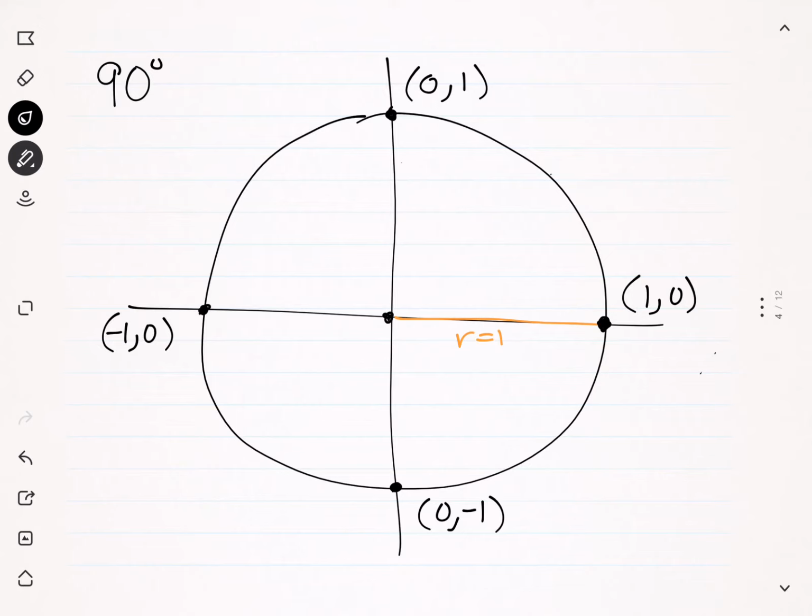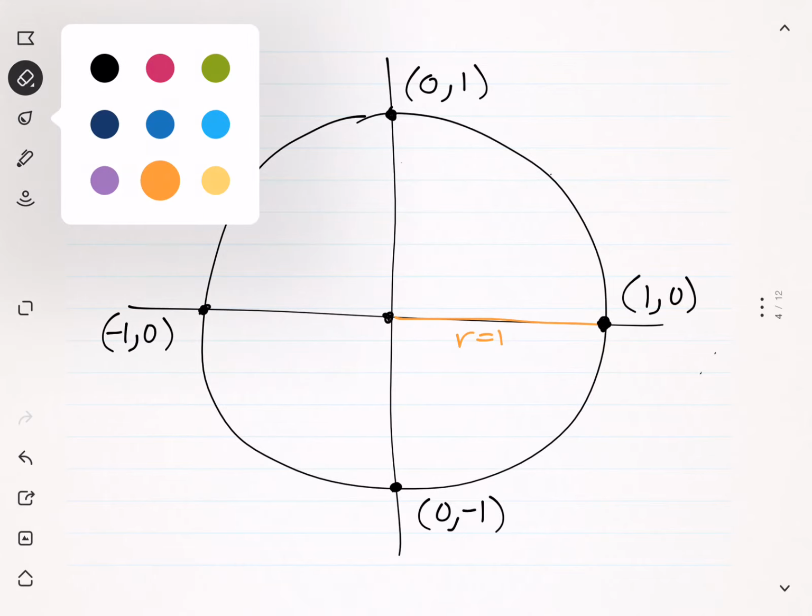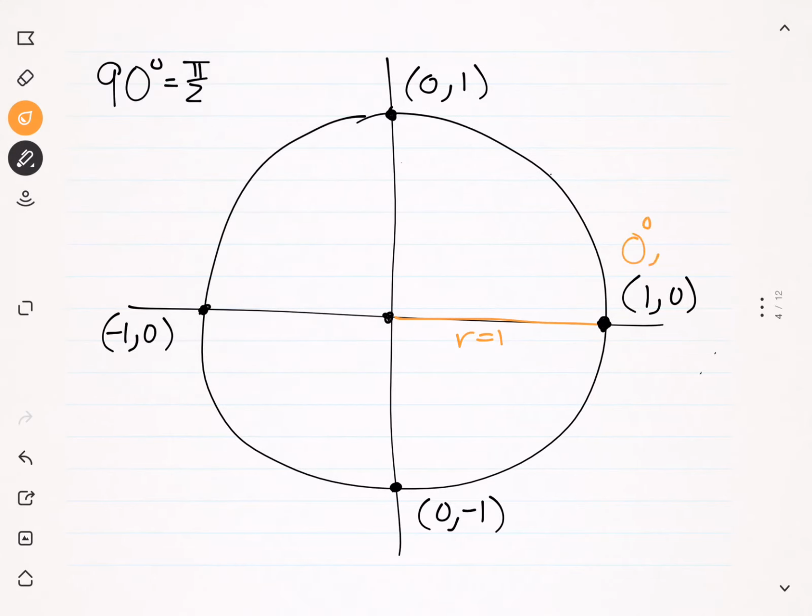Okay? So if we know that 90 degrees is the same thing as pi over 2 radians, then we can label the radian measures for each point referencing 90 degrees on the unit circle. Of course, when we are on the positive x-axis, we're at 0 degrees, which would be 0 radians. And then 90 degrees is pi over 2 radians.